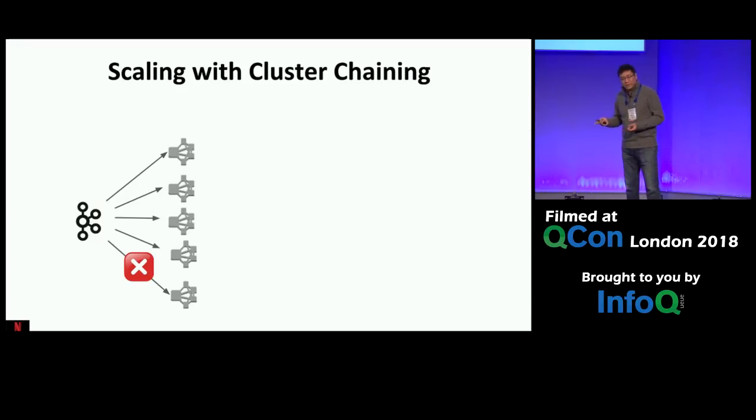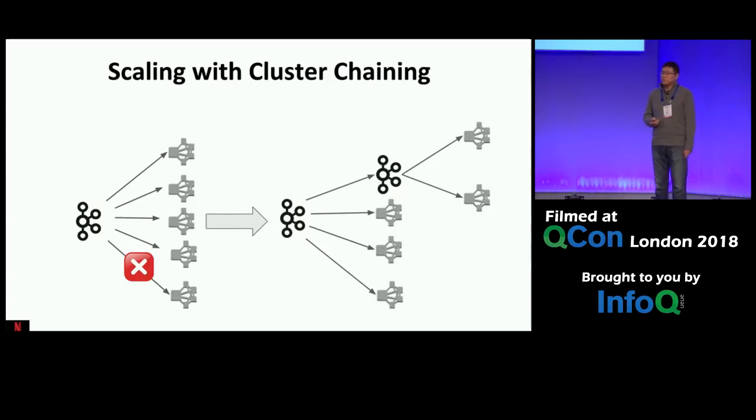A naive solution is just to add more brokers to your cluster to satisfy the bytes out. But with that approach, you are faced with a cluster of ever-increasing size. And as I mentioned before, we don't typically like a huge Kafka cluster because they tend to lead to worse availability. So what can we do? The solution we came up with is to create a second cluster and chain it with the first cluster.